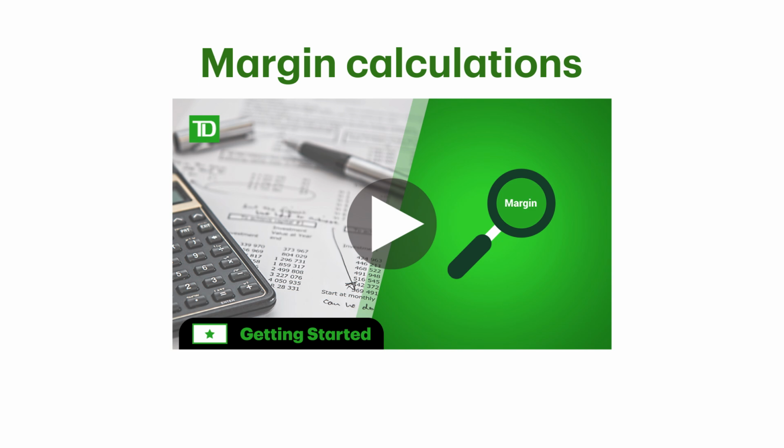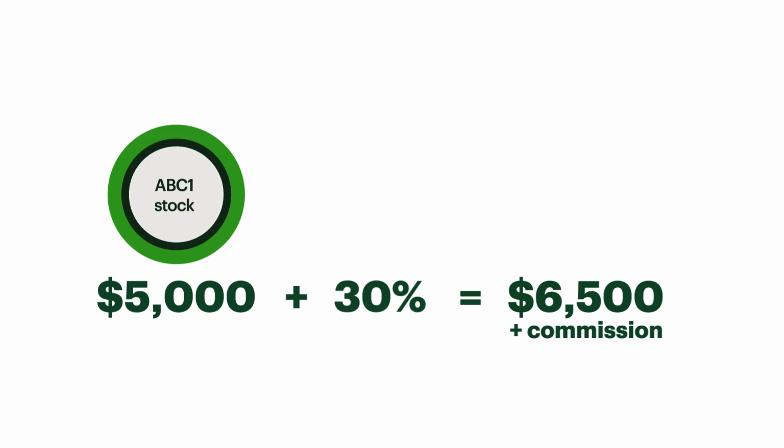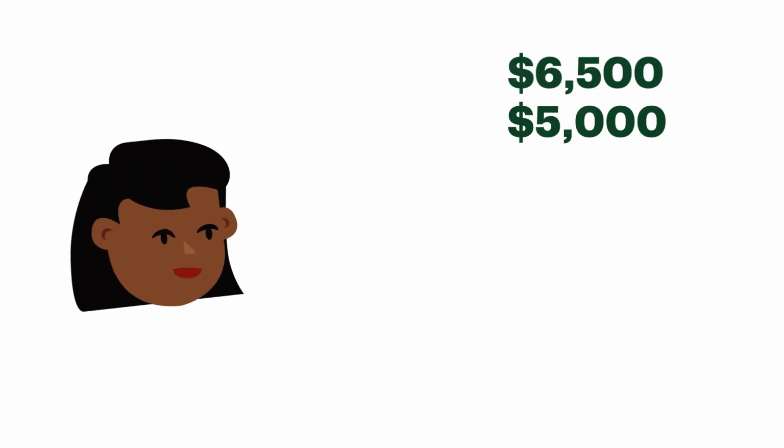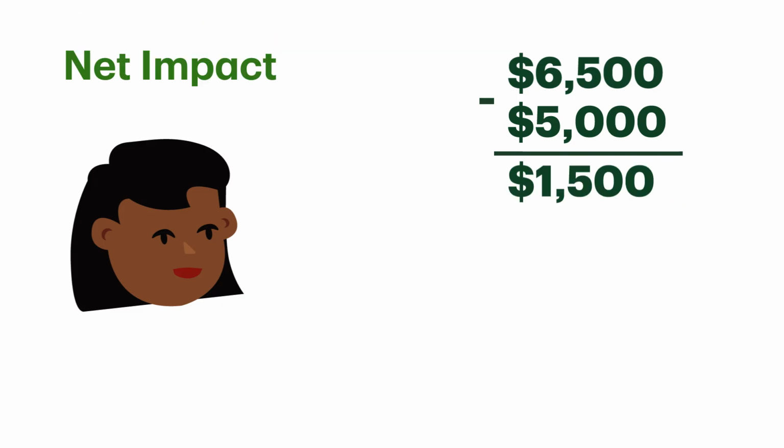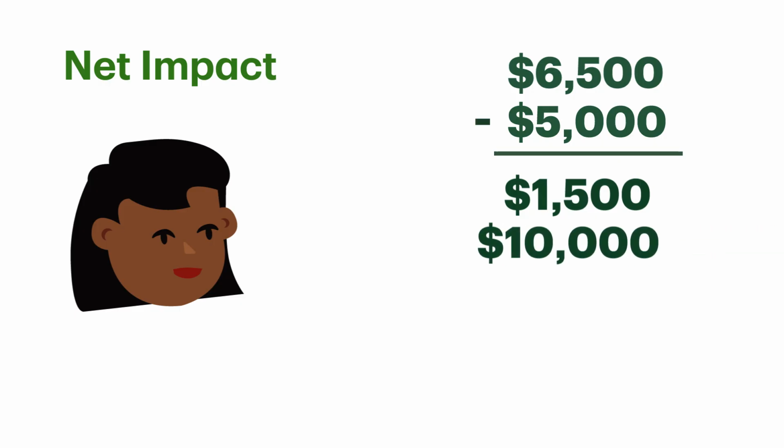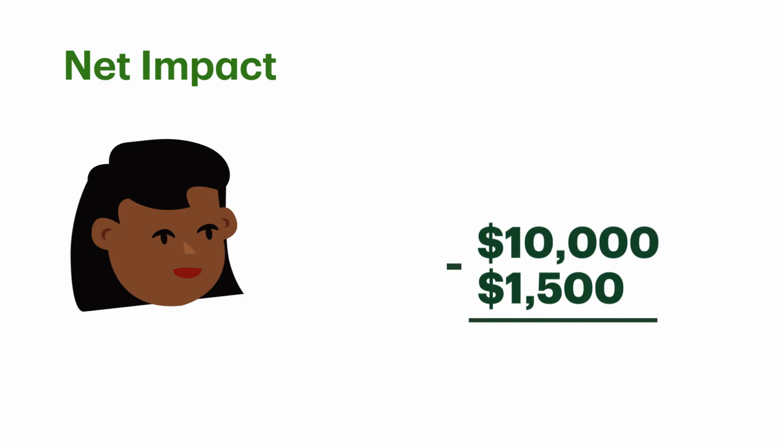Back to our example. So, the margin required for the trade is $5,000 plus an additional 30% of the trade value, which in this case equals $6,500 plus commission. Since you receive $5,000 from the sale, the net impact to your available margin would be a decrease of $1,500. Assuming you started with an available margin of $10,000, this means your remaining margin will now be $8,500.